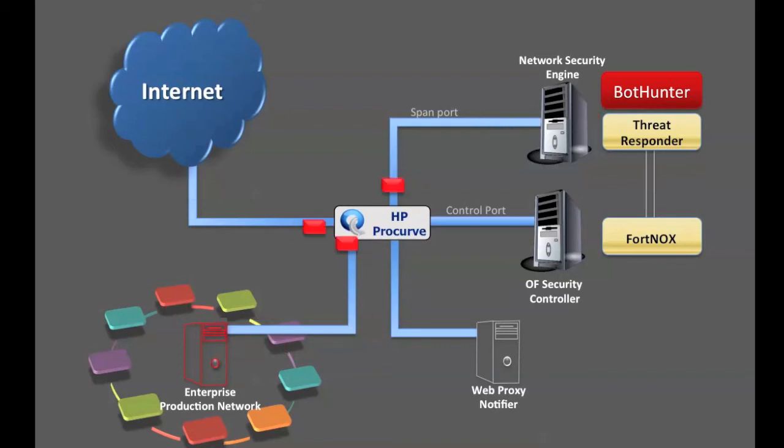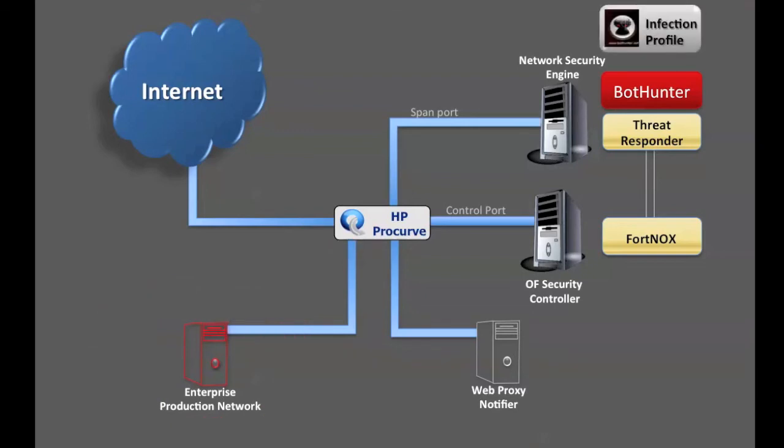Bot Hunter issues an infection profile with fairly detailed forensics and a high enough score to trigger the actuator to initiate a quarantine of my host. The quarantine directive is asserted to FortNOX, which translates the request into a set of OpenFlow rules that it pushes to the switch.